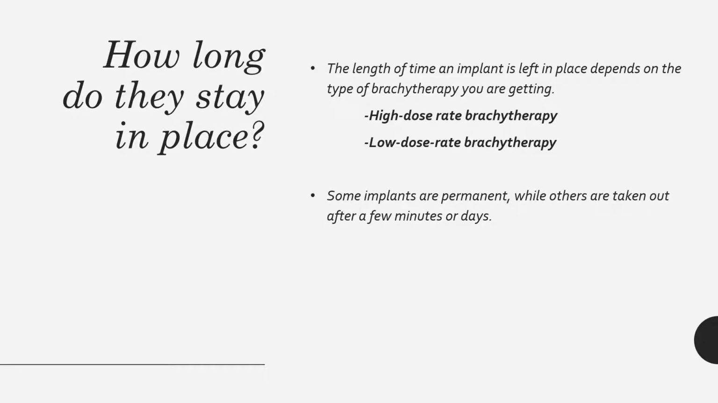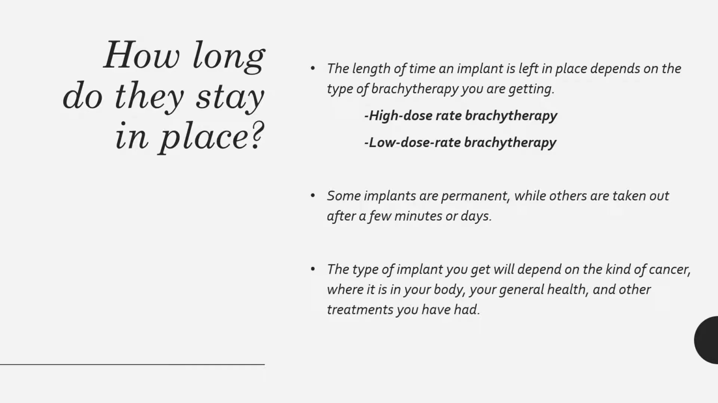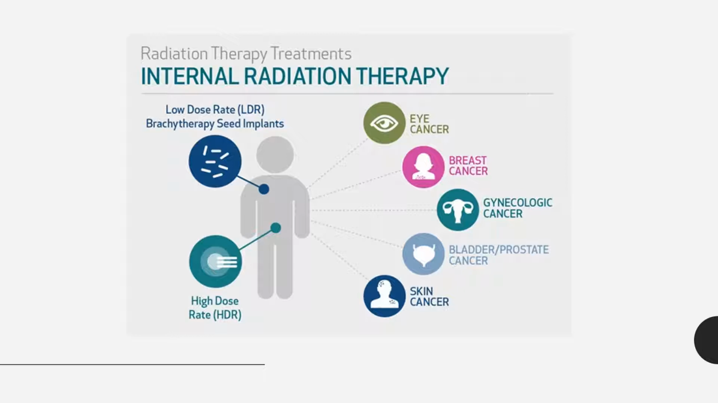Some implants are permanent, while others are taken out after a few minutes or days, as just discussed. And the type of implant you will get depends on the type of cancer and where it is in your body, your general health, and the other treatments you have had. In this image, this is just showing everything that can be treated with internal radiation therapy, whether that be the low dose rate or the high dose rate.